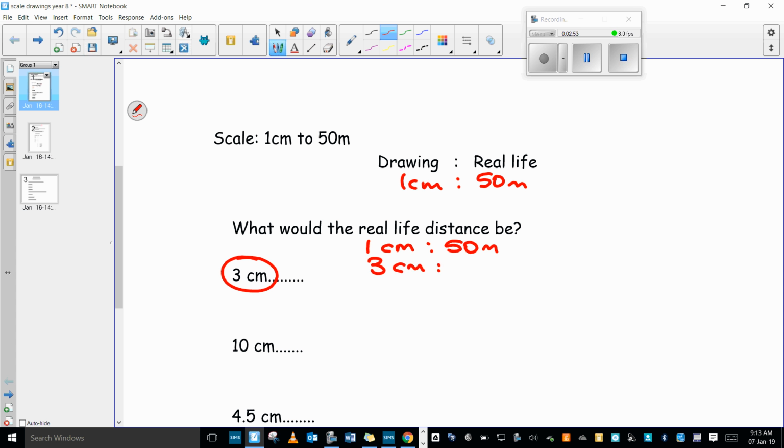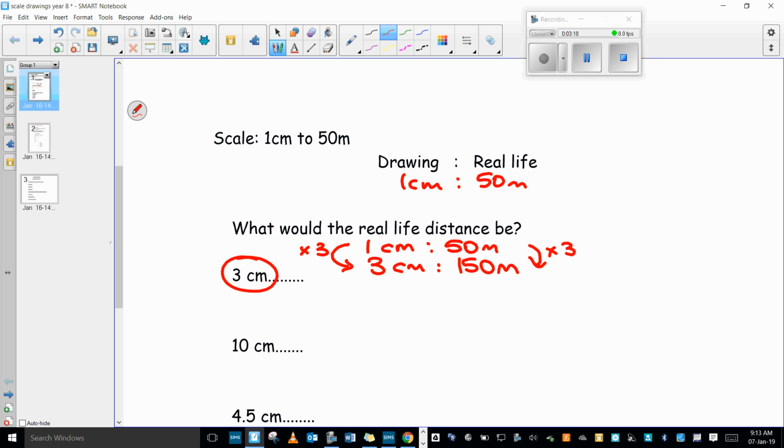We multiplied by 3. Remember, it's always multiplying or dividing, not ever adding or subtracting. And so we have to do the same thing here. And so that's going to represent 150 metres. That was okay, wasn't it? How do you get this 3? Because they told us in the question that we wanted 3 centimetres.